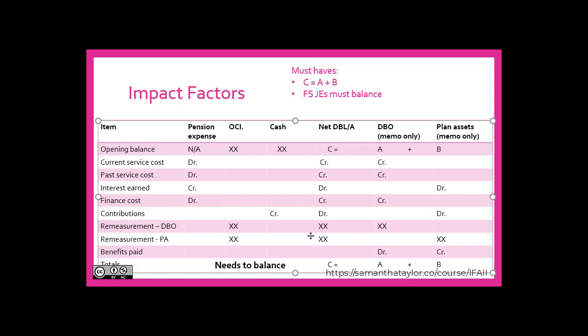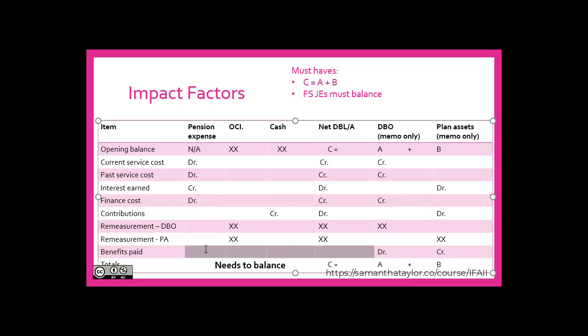Our last entry is benefits paid. So these are benefits paid to the pensioners. So we have people, they've retired and they're getting some money. This would decrease our plan assets because the plan is going to directly pay these retirees. And this would decrease our defined benefit obligation as we no longer owe them money.